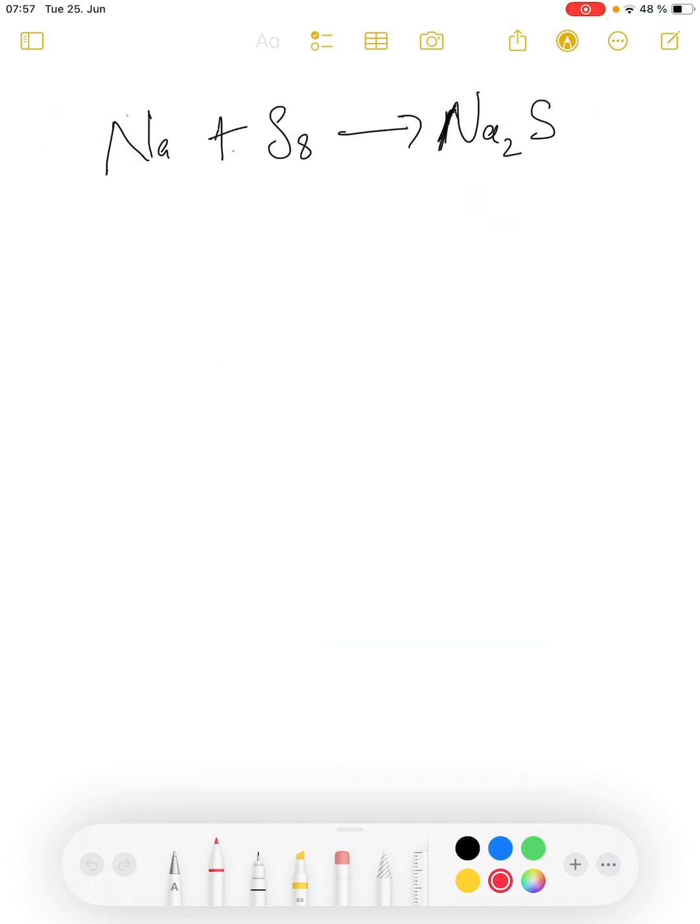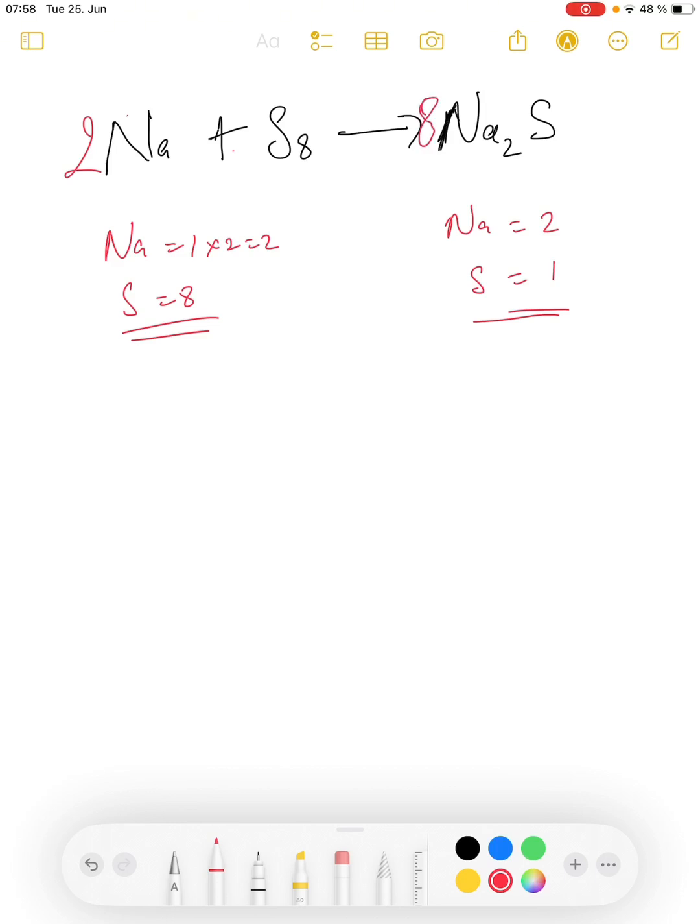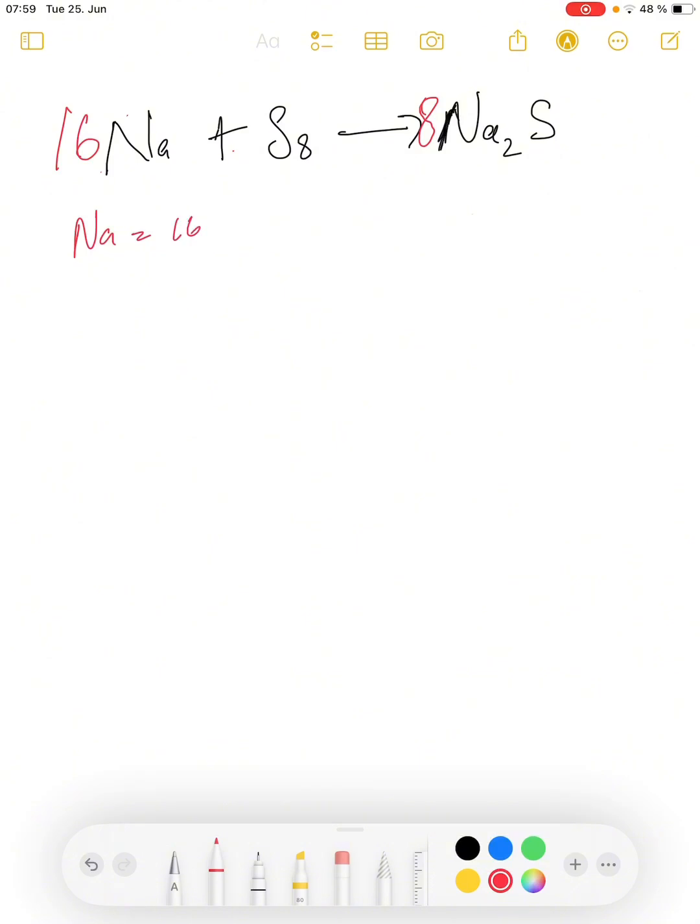For the next example, sodium is 1 and sulfur is 8 on the reactant side, while sodium is 2 and sulfur is 1 on the product side. So sodium is not balanced. To balance sodium, we put 2 here. But sulfur is not balanced, so we have to put 8 here. Now sodium is 16 and sulfur is 8 on one side, and sodium is 16 and sulfur is 8 on the other. So the equation is balanced.